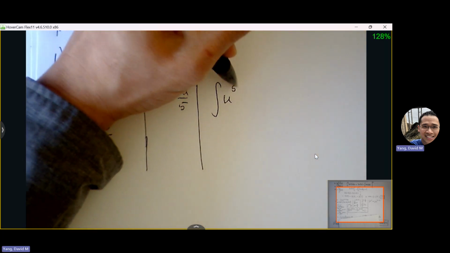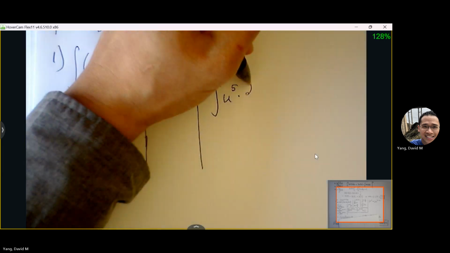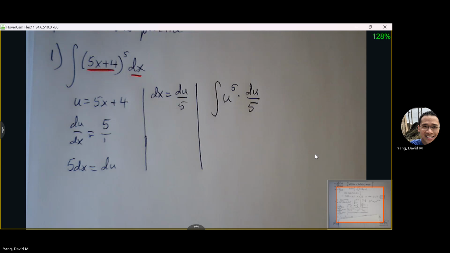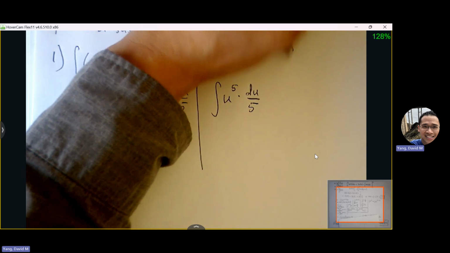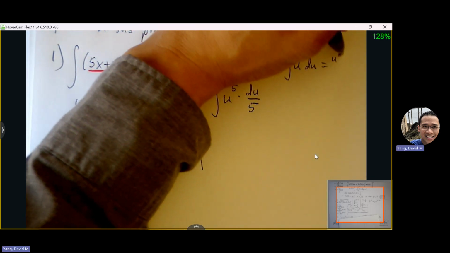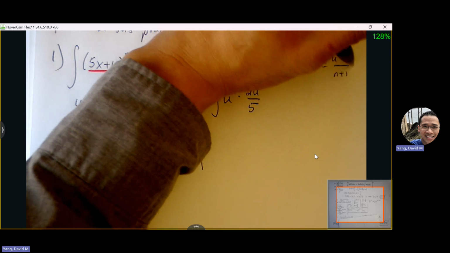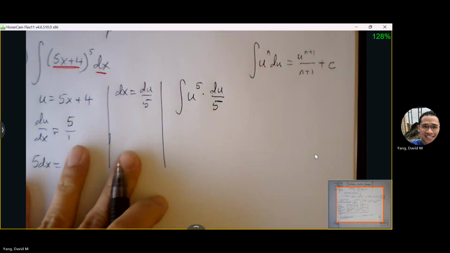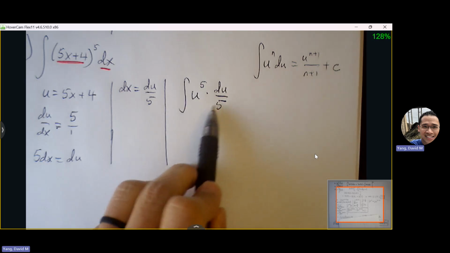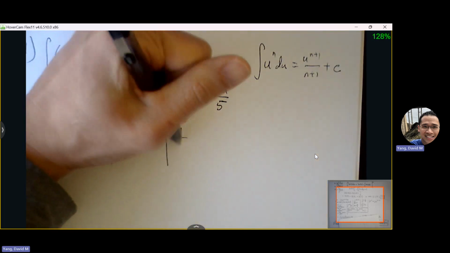We have our suitable substitutions ready. u to the fifth, du over 5. Our goal for this problem is trying to make it look like the power rule, because then we can apply the power rule that we're used to. But we can pull that 5 out. That 5's in the denominator, so let's pull that 5 out as 1/5.